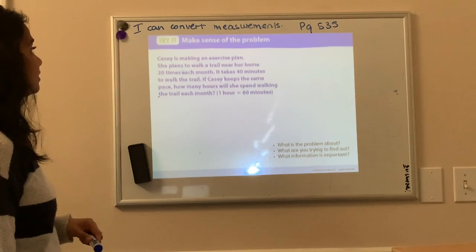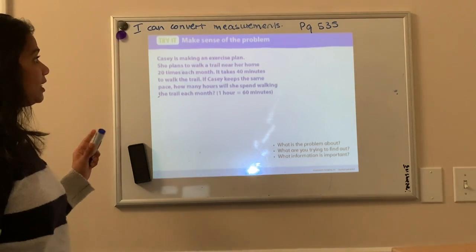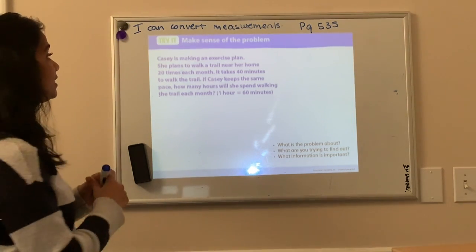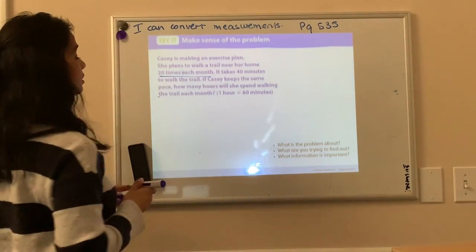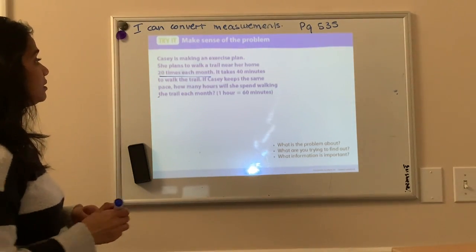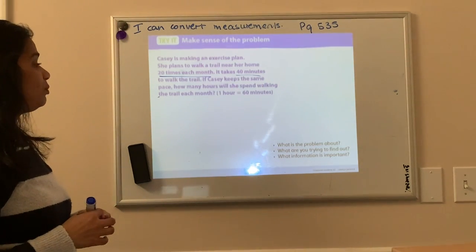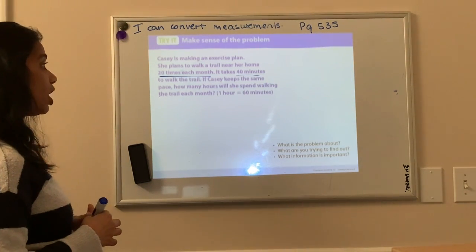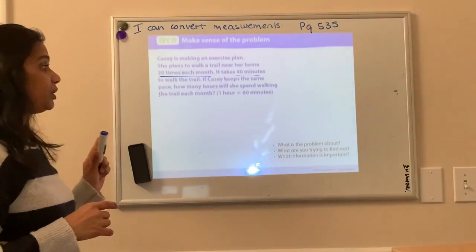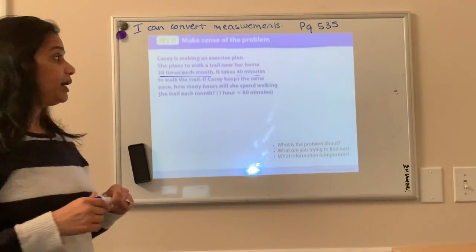Okay, let's make sense of this problem. Casey is making an exercise plan. She plans to walk a trail near her home 20 times each month. It takes 40 minutes to walk the trail. If Casey keeps the same pace, how many hours will she spend walking the trail each month? 1 hour is 60 minutes. So what is this problem about?